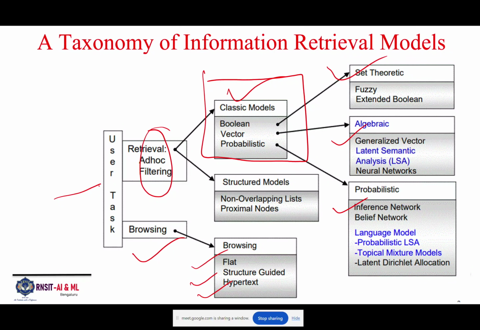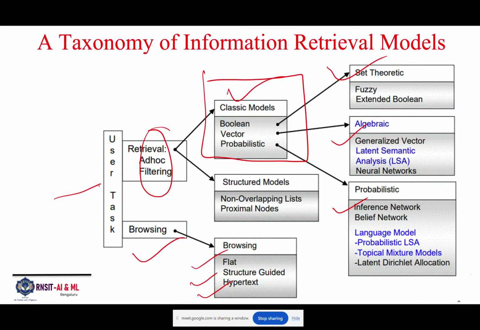And of course, the user task might be one of browsing also. Instead of retrieving, just browsing, just seeing, that's all. He just wants to click, click, click. He wants to see what is there. He's not searching. So he follows that link, the hyperlink. You can see this in the diagram. We distinguish three models for browsing, namely flat file, structure guided, and hypertext.